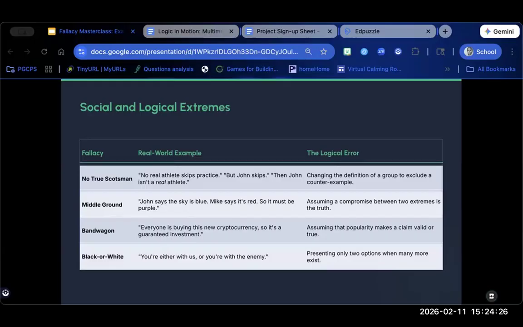So, for instance, no real athlete skips practice, but John skips. Therefore, John isn't a real athlete. So, we pretty much personalize the definition to fit our claim. We have the middle ground fallacy.